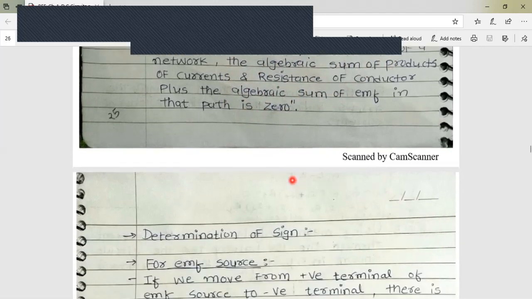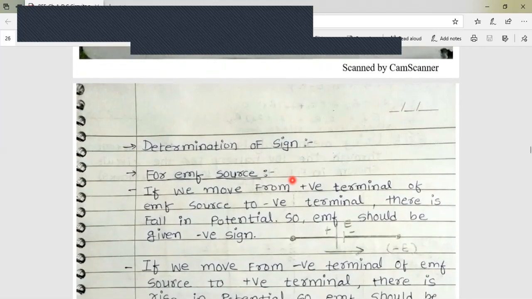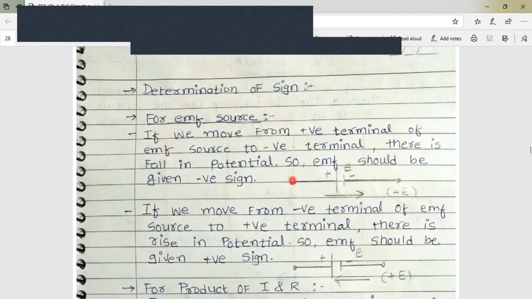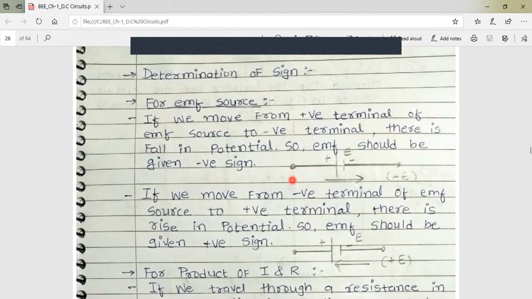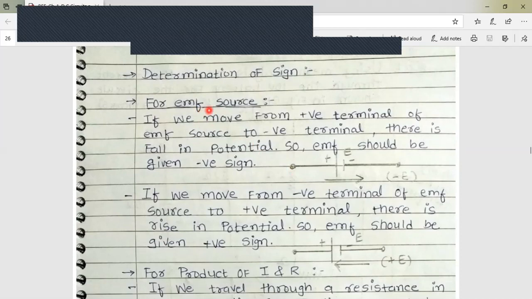Now, see here, there is a sign convention in Kirchhoff's voltage law. For a voltage source or EMF source, if we move from the positive terminal of the battery or EMF to the negative terminal, there is a fall in potential. In short, when we move towards the negative terminal from the positive terminal, there is a fall in potential. So it is given by the negative sign.